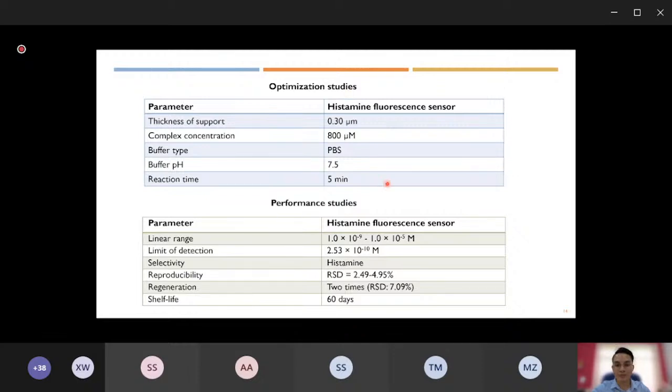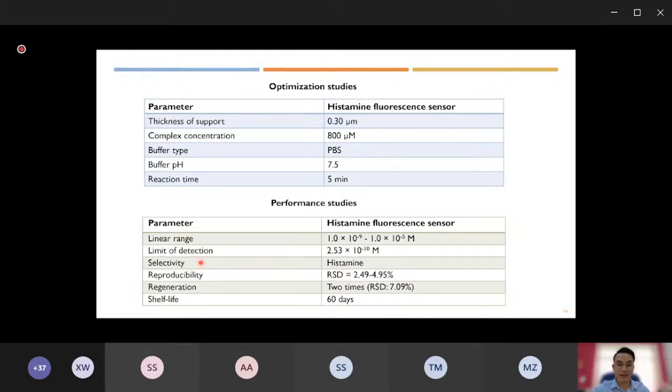So these are the optimized parameters that we obtained, and we will use all these parameters in the performance studies. This is very crucial. The parameters that we select for the performance study are the linear range: at what range does it work? What is the limit of detection, can our sensor detect our target? So is it selective enough?